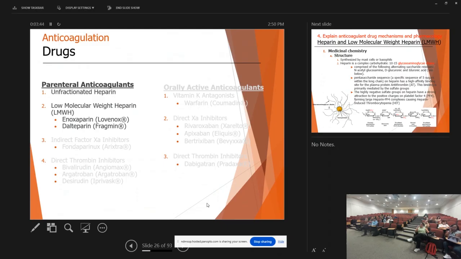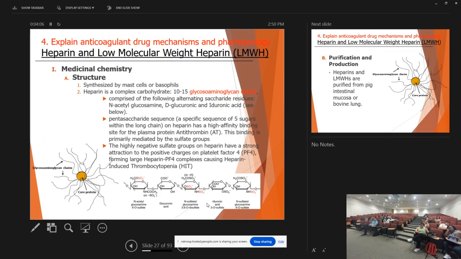So now let's take a look at all the drugs associated with it. Today we are going to talk about heparin, and if we get enough time, we'll talk about others. The majority of the time, we'll focus on heparin. I think that's also the first line of treatment. I want to talk about the mechanism and what this molecule is.